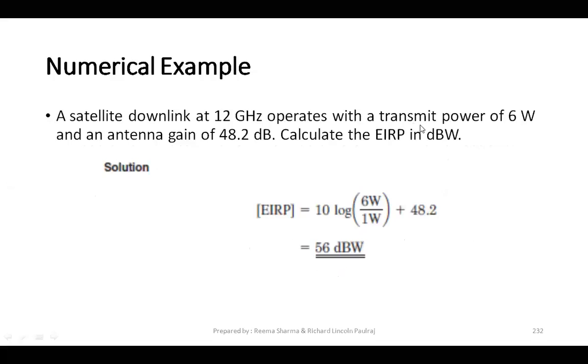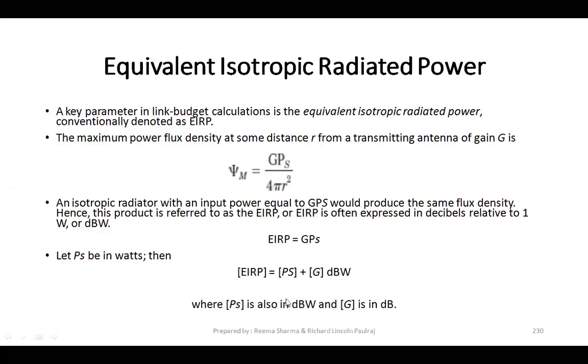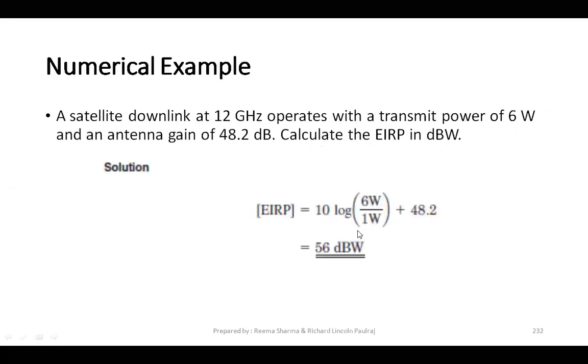and it is with a transmitting power PT of about 6 watts, and the antenna gain is 48.2 dB. Calculate the EIRP. So what was the formula for EIRP? EIRP is this: 10 log of 6 divided by 1. Why? Because the gain is in dB, and I want to put the power in a comparable form. This is in dBW, right?